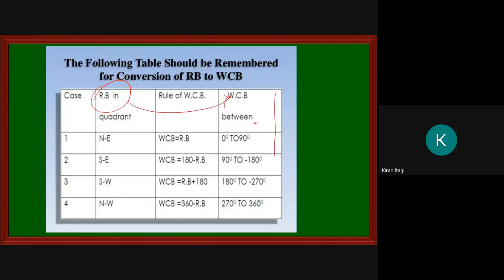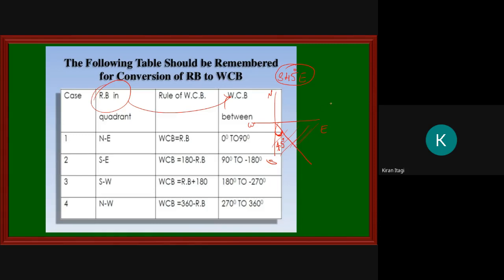Sometimes you want to convert the reduced bearing into the whole circle bearing. For example, it is given that south 45 degree east. What you do is just draw the quadrant: north, south, east, west. South 45 east means it is falling between these. So I will draw a line. South 45 means I should draw it with respect to south, that is 45 degrees.